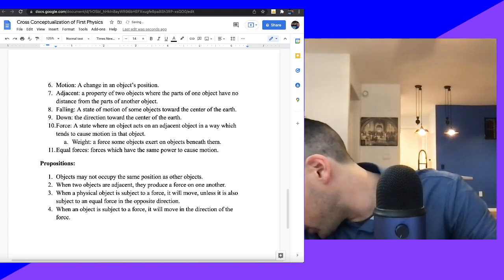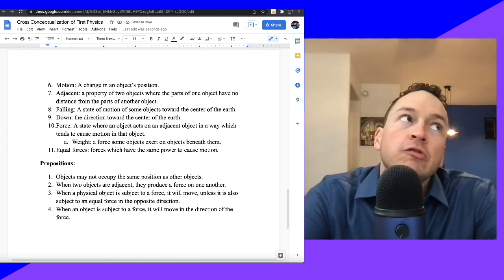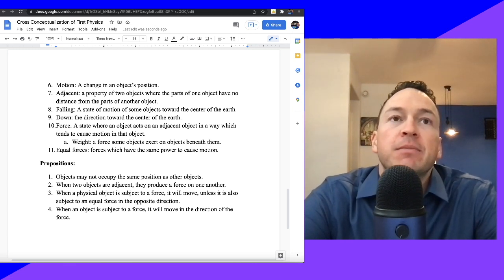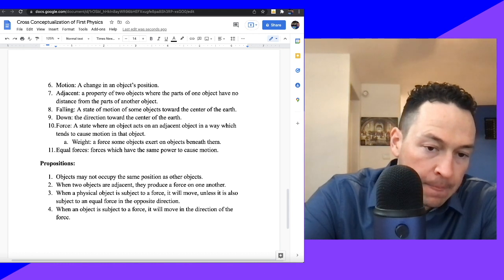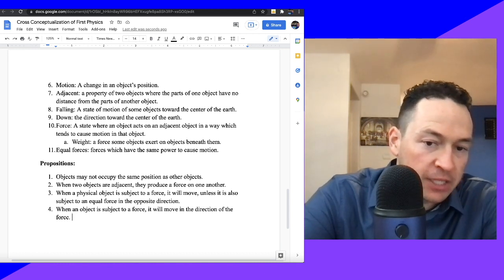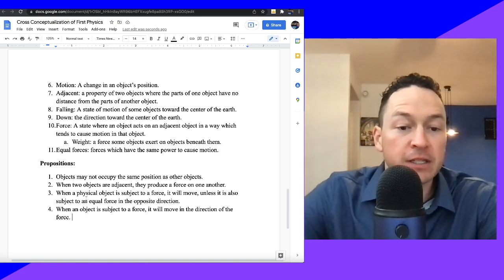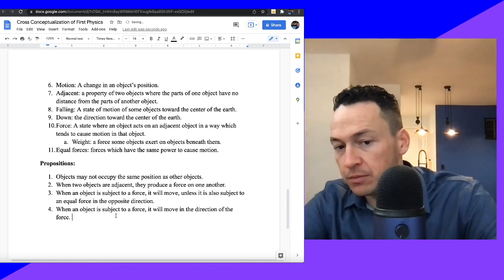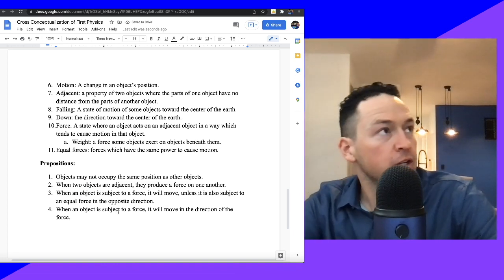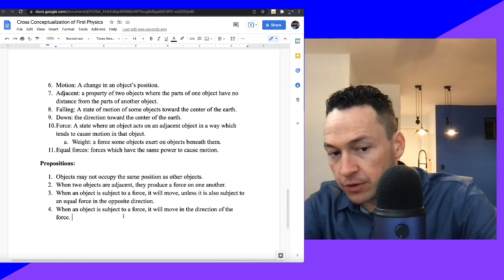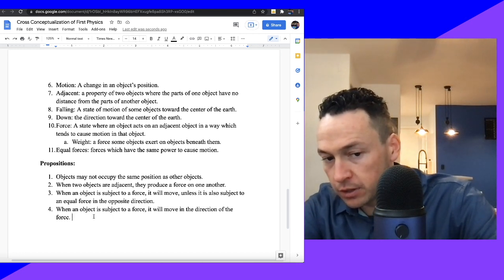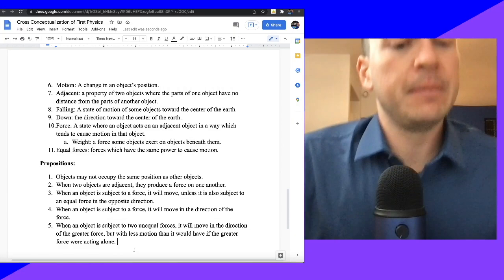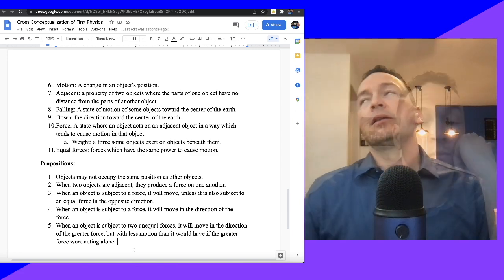What does it mean for a force to have direction? That's an interesting question, but I'm just not going to go through it for now. When an object is subject to a force, it will move unless it is also subject to an equal force. It will move in the direction of the force. Okay. Fine. I'm essentially skipping to the end since I'm tired.